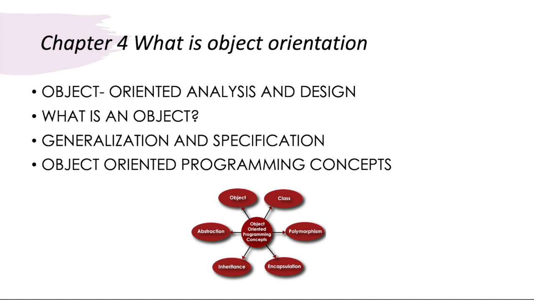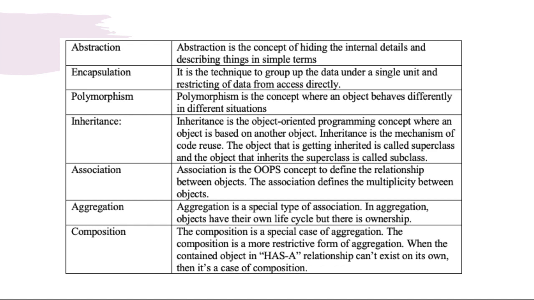Chapter 4: What is object orientation? Object orientation refers to object-oriented analysis and design. But the most important keyword in this chapter is object, and we focus on generalization and specification.